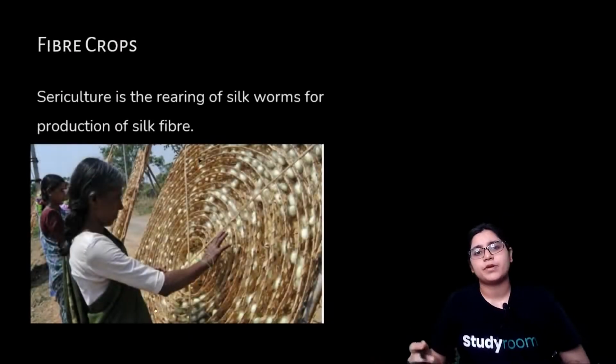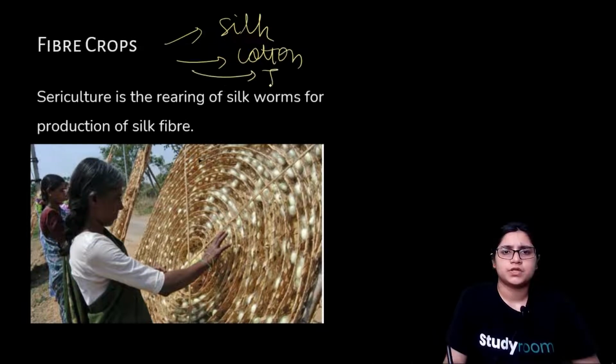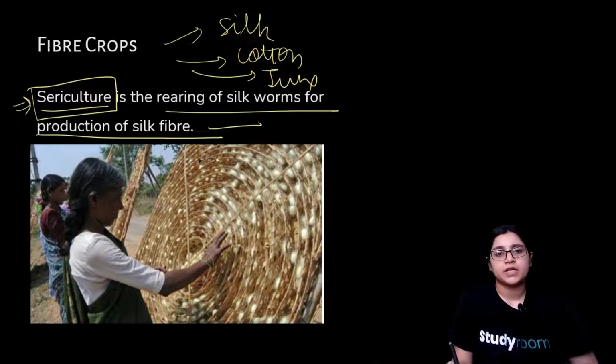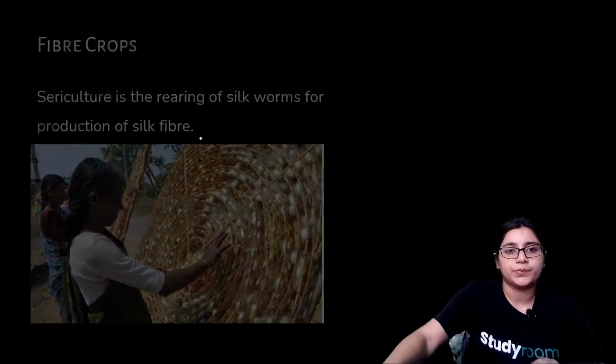Alright. Now we are moving to fiber crops. Fiber crops are crops like silk, cotton, jute. And here is this term. Here's the catch. Sericulture, you have to really remember this name, sericulture. It is the process of rearing of silkworms for production of silk fiber. It is very important from exam point of view, this term alone.